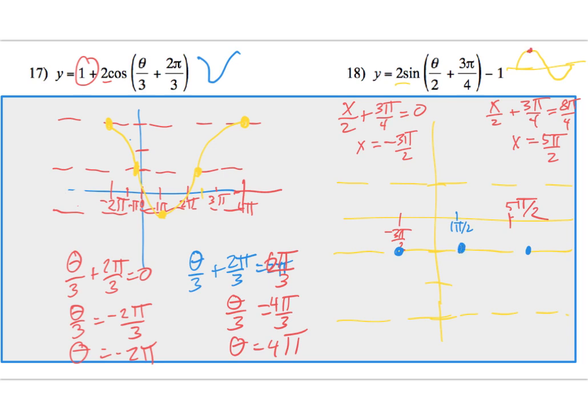Going for the top point, between 1 and negative 3 is going to be negative 1 pi over 2. That's going to be my upper point, and then my bottom point between 1 and 5 is going to be 3 pi over 2. That's going to be my lower point. So we get a nice sine curve.